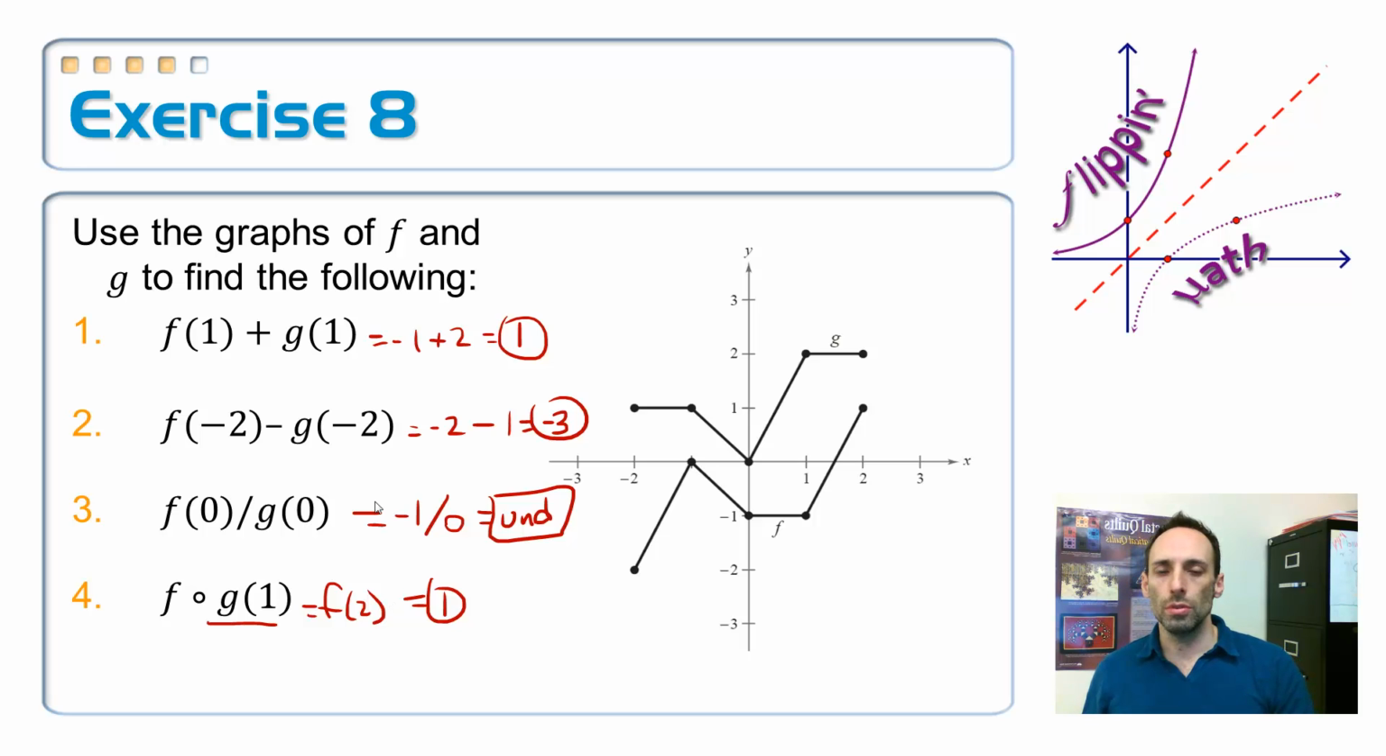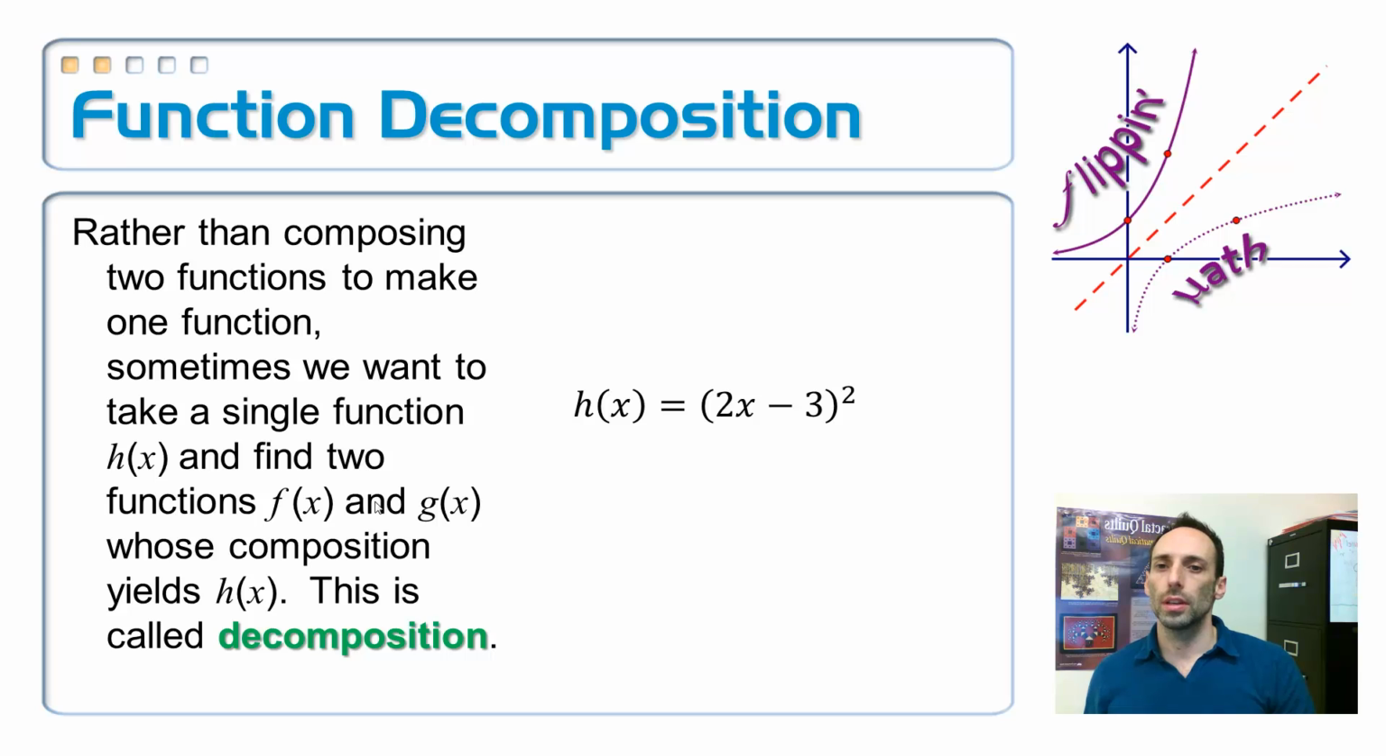The next, no, it doesn't, tricked you, as Rowan would like to say. Okay, we've got one little extra part on this function decomposition. Decomposition is basically what we were doing, only backwards. I have the answer, and I want to break it apart as two functions that whenever I did do the composition, that's the answer that I would get. It's called decomposition. So take a look at this h of x function. h of x is equal to (2x minus 3) quantity squared.